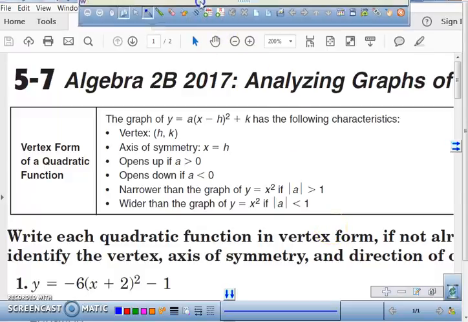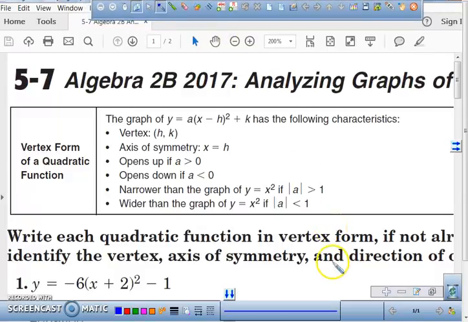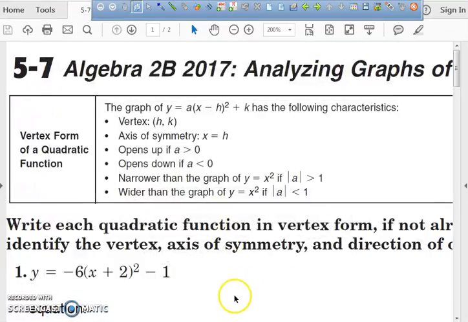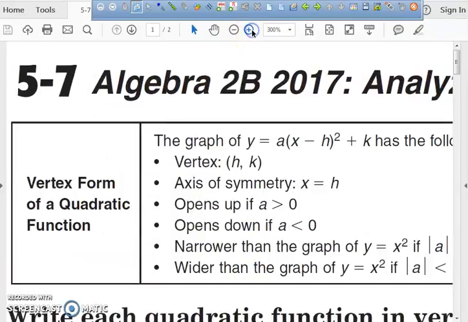Today, guys, we're going to be talking about Chapter 5, Section 7. We're going to be learning how to put quadratic functions into vertex form. In your journal, you should have written all of this down. If you haven't, you can do it later. But right now, we're going to look at problem number 1. So right now, we're going to zoom in right here on problem number 1.